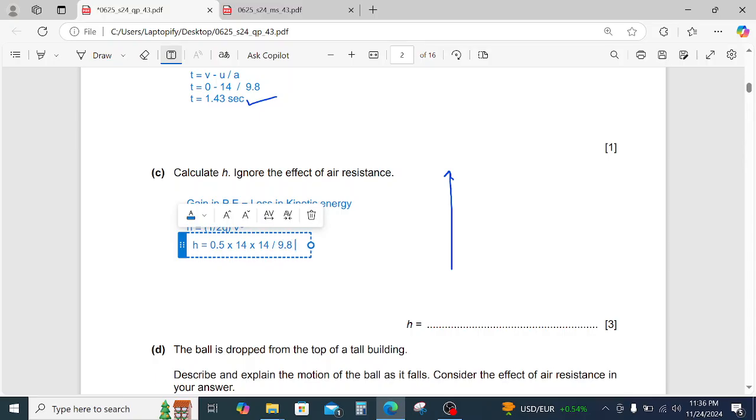So you will get the answer. The answer will be 0.5 multiplied by 14, divided by 9.8, okay, 10. Your height will be h is equal to 10, okay.